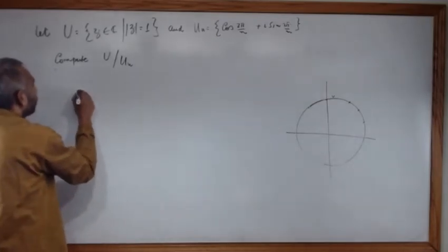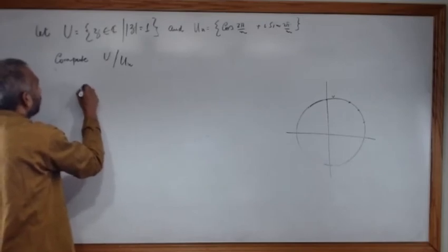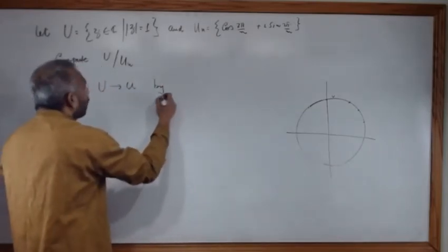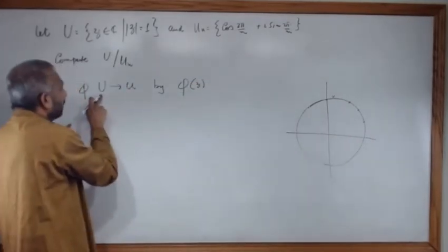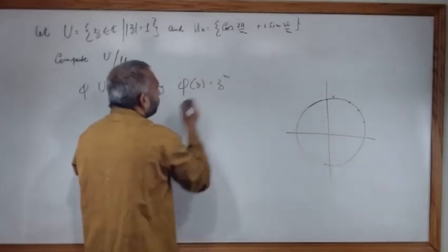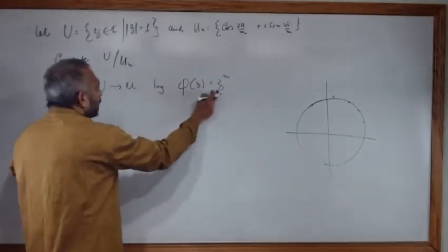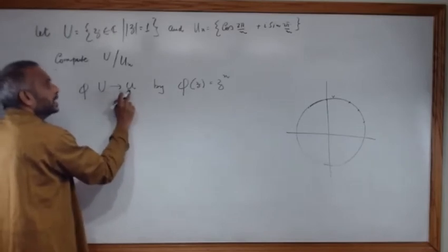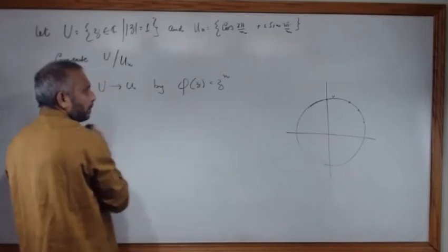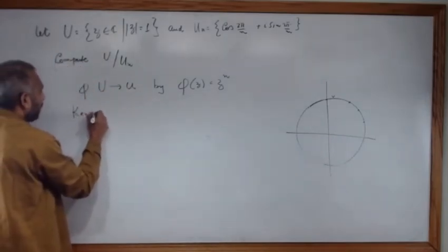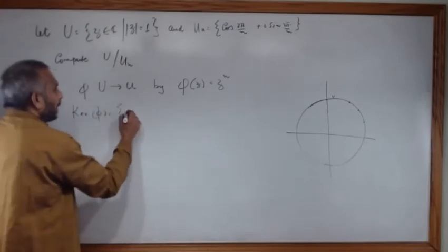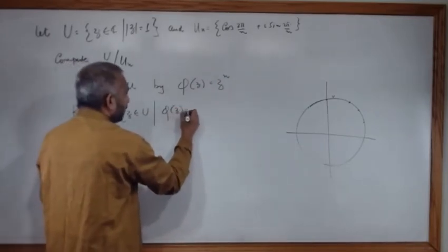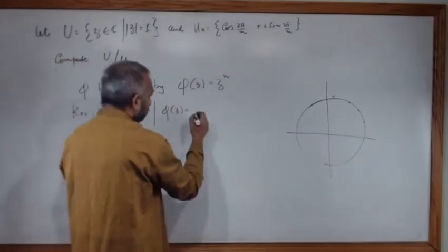So what we are going to do is define a map phi from U to U by phi of z is equal to z to the n. This is also in U, because if z is in U, z to the n is also in U, so this is a valid homomorphism. And what is the kernel of this? Kernel of phi is equal to elements from U such that phi of z is equal to the identity element.